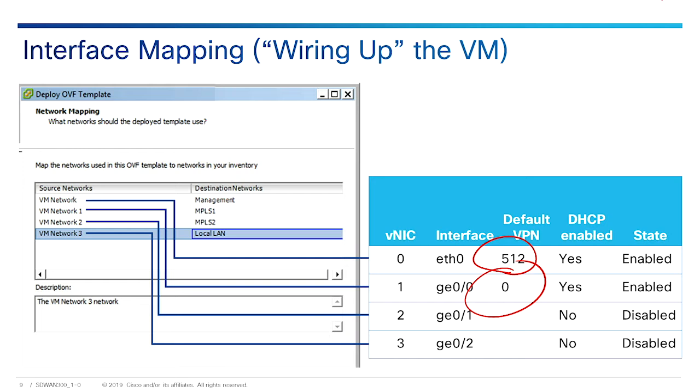You can see the default settings here and interface names for each of the links and whether or not DHCP is enabled. DHCP is going to be enabled by default for VNIC 0 and VNIC 512. That's right, VPN 0 and 512.